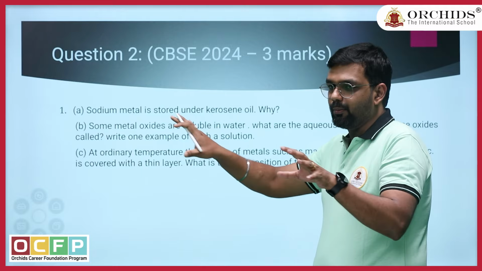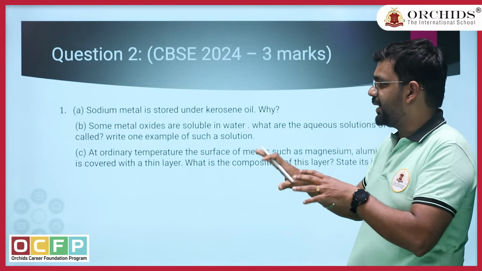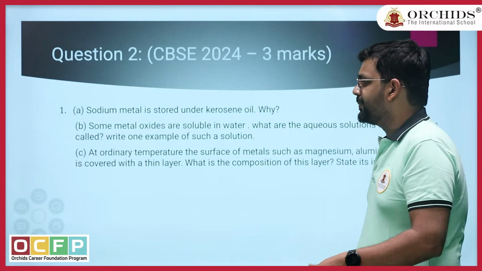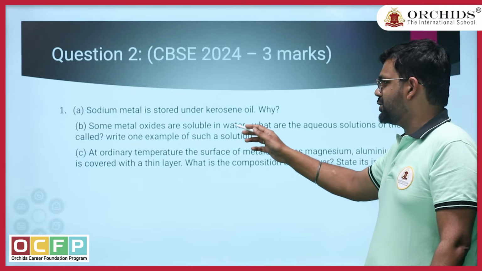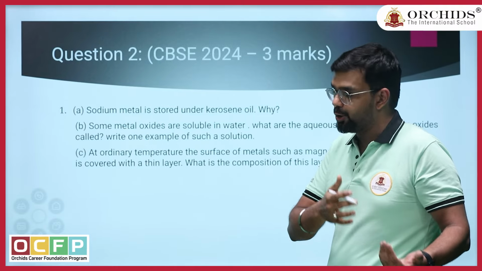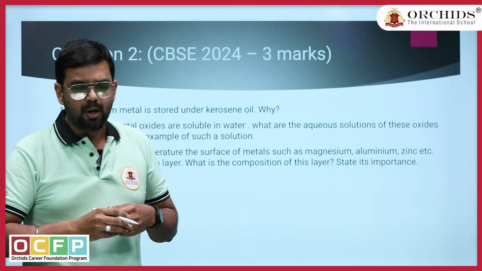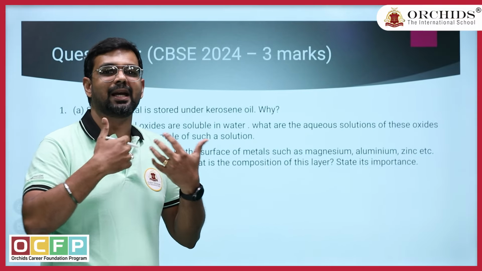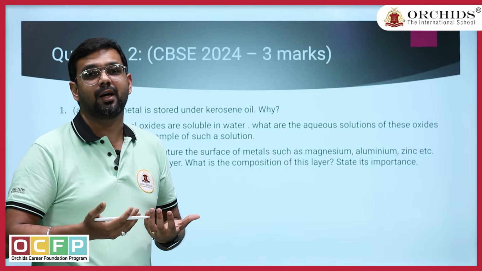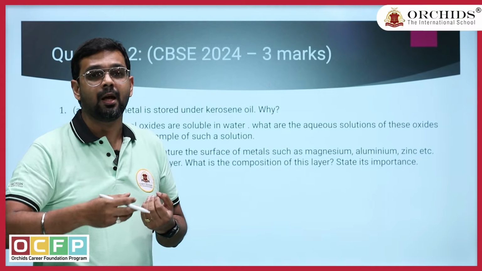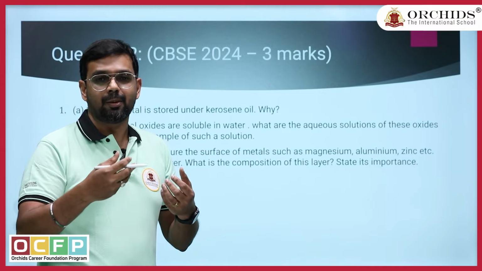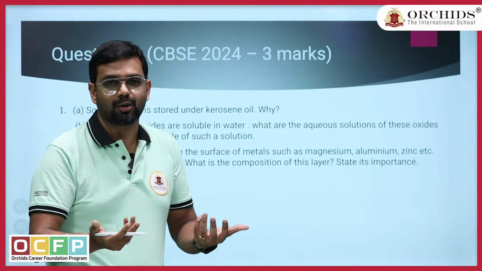So I will show you the answer how it has to be written, but these are the generalized statements. So B, some metal oxides are soluble in water. Yes, some don't. What are the aqueous solutions of these metal oxides called? So you know, some metal oxides, when they react with water, they form calcium hydroxide or magnesium hydroxide. So what are these?